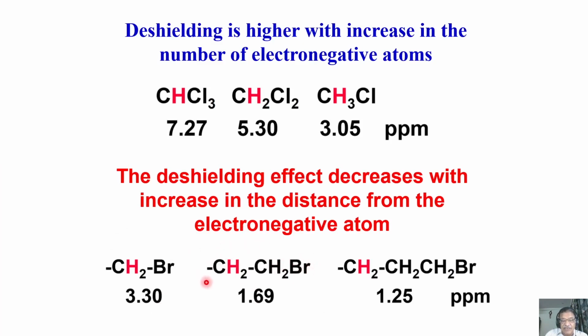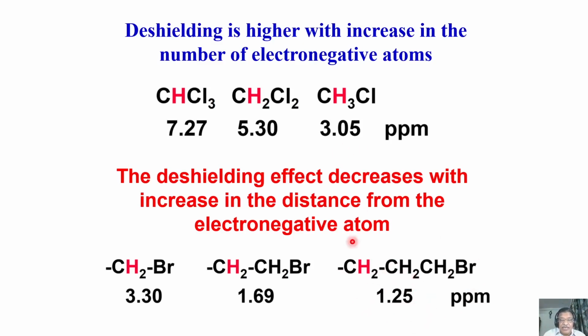The electronegative effect is much less here. Instead of 3.3, this proton now comes at high field, 1.69 ppm. Add one more CH2, lengthen it more, increase the length. Now this CH2 is far away from this bromine. So the inductive effect of this electronegative atom on the CH2 is even less. As a consequence, again it moved further to high field. It moved to 1.25 ppm.